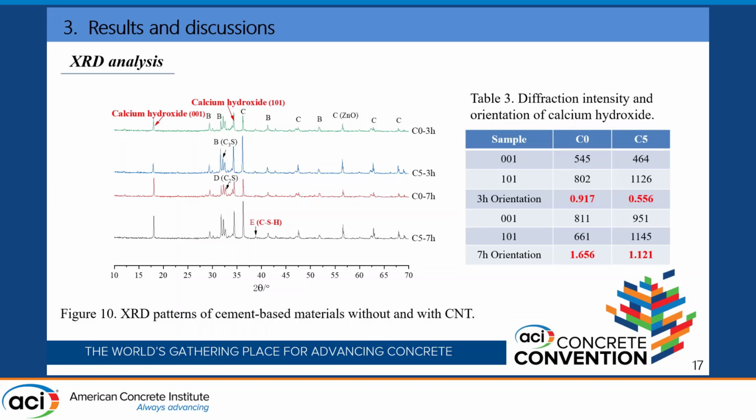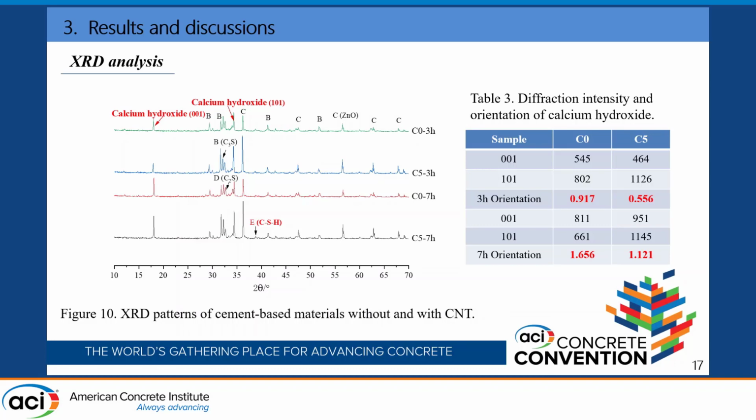But very important, she observed, and here I've shown the calcium hydroxide crystal orientation is reduced when you have CNT. And that means that the size of calcium hydroxide crystal is smaller when we have CNT. So there are two observations that I thought were important to point out. One is that with CNT there is more polymerization of CSH, and also the calcium hydroxide crystal size is reduced.